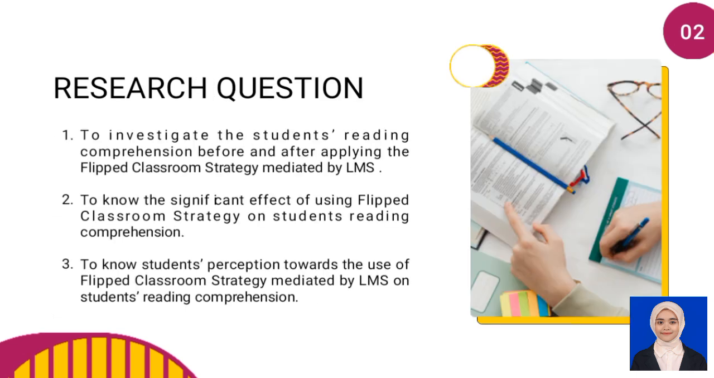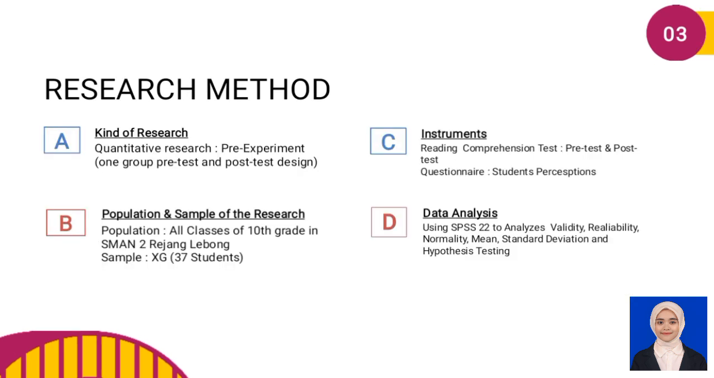In line with the background of the research, there are three research questions in this study. The first is to investigate the students' reading comprehension before and after applying the flipped classroom strategy mediated by learning management system. Second, to know the significant effect of using the flipped classroom strategy on student reading comprehension. And the third, to know student perception towards the use of the flipped classroom strategy mediated by learning management system on student reading comprehension.